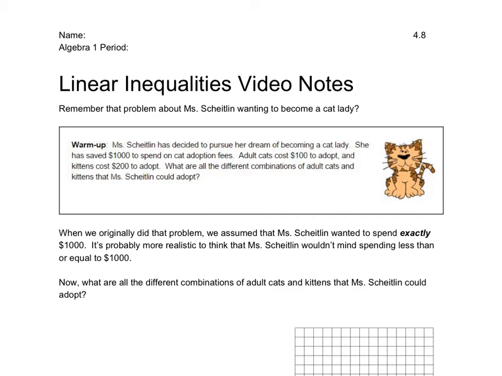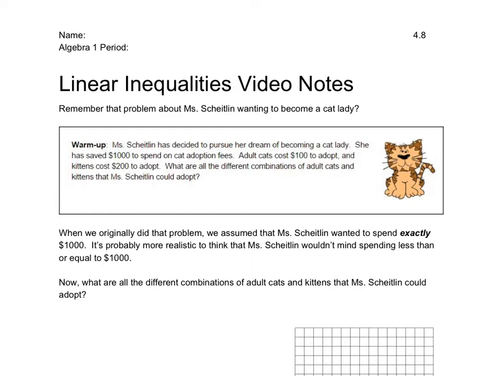Linear Inequalities video notes. Remember that problem about Miss Sheitlin wanting to become a cat lady? It looks like this. Miss Sheitlin has decided to pursue her dream of becoming a cat lady. She has saved $1,000 to spend on cat adoption fees. Adult cats cost $100 to adopt, and kittens cost $200 to adopt. What are all the different combinations of adult cats and kittens that Miss Sheitlin could adopt?